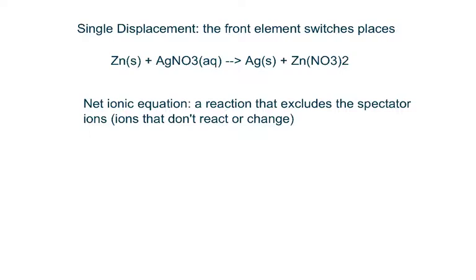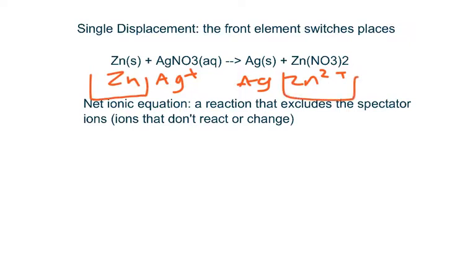Now, something else you should notice is that this is zinc, and this is silver plus, and this is zinc 2 plus, and this is silver. So something else you might notice in single displacement reactions is that the first solid metal will become a cation, and the first cation will become a solid metal. So essentially they're switching places because the zinc solid went from a solid to a cation, and the silver cation became silver metal.